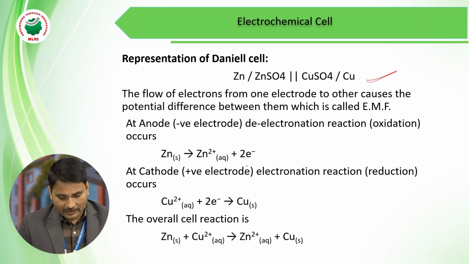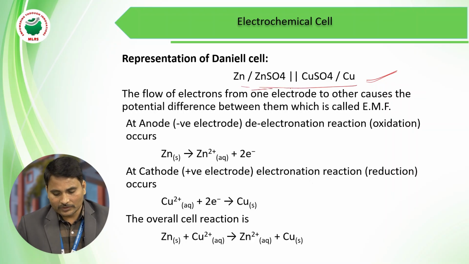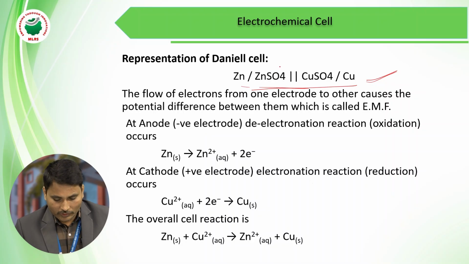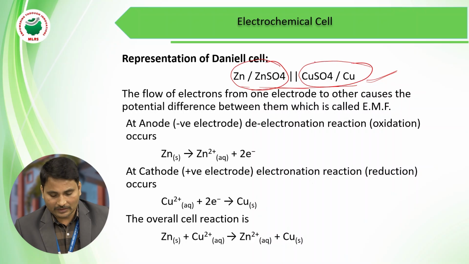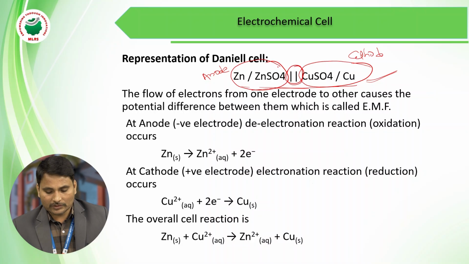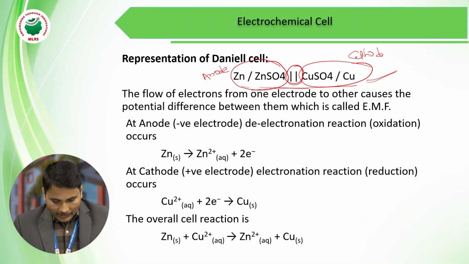This is a representation of the Daniell cell. It shows one half cell and this is another half cell. It is the anode half cell and it is the cathode half cell. Between the anode and cathode, these two lines represent the salt bridge.